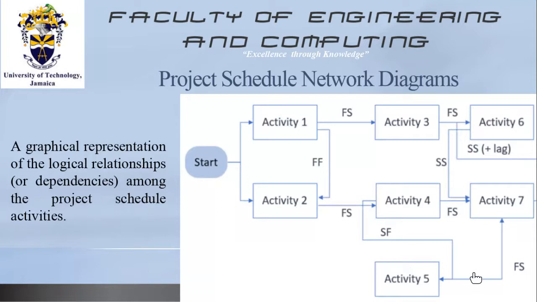Now, we spoke earlier about the project schedule network diagram. This is a representation of the logical relationships or dependencies among the project schedule activities. So let's look at activity 1 and activity 2. They are starting at the same time. If you notice, both of them are starting at the same time.